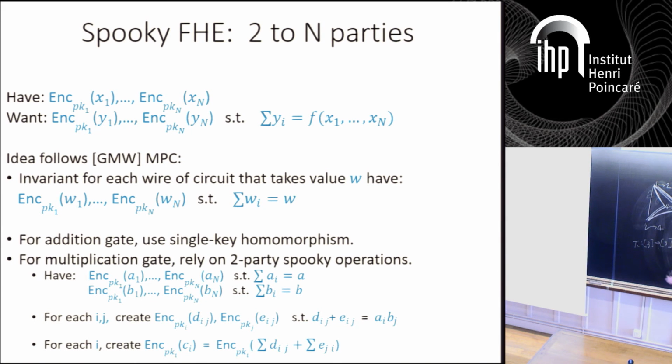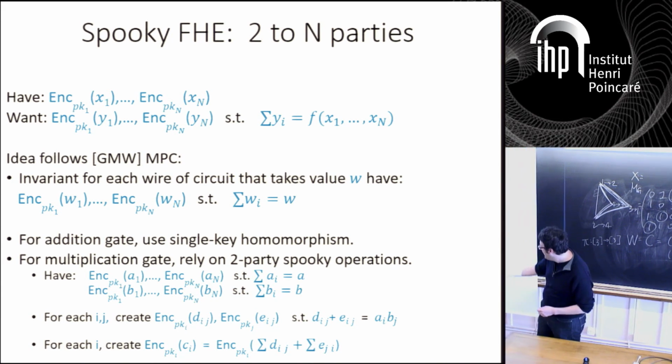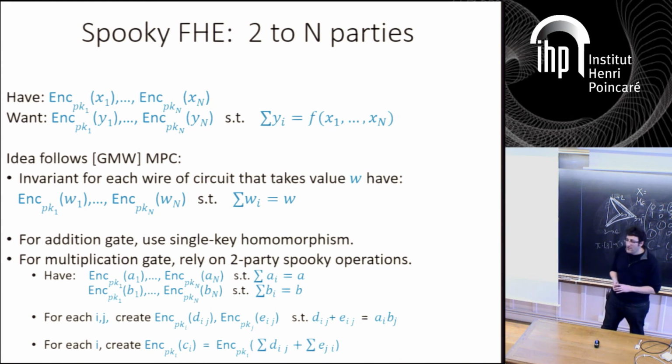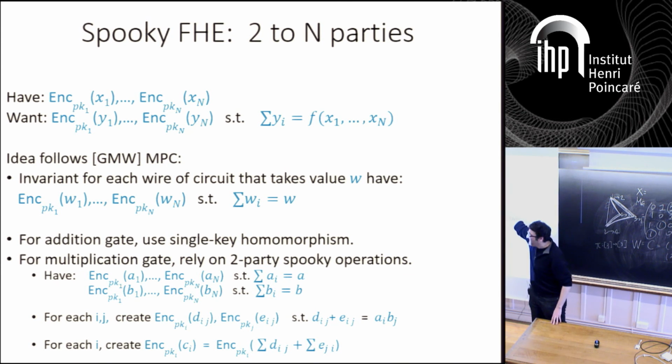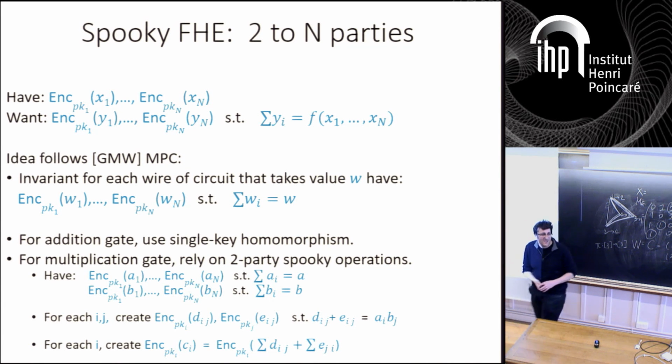This is actually really what happens with GMW, where instead GMW uses oblivious transfer to do this multiplication, to create this sharing. Here I'm using the 2-party spooky operation. Here it's not interactive, right? So there's no parties here. This is all in my head. I have these n ciphertexts in the beginning, and I do all this as one person in my head. There's no parties. I'm just a single guy.